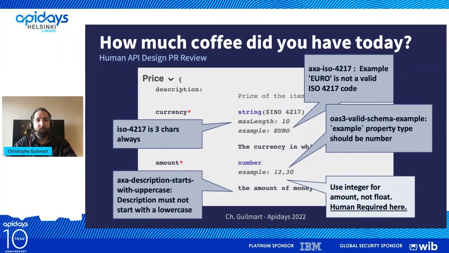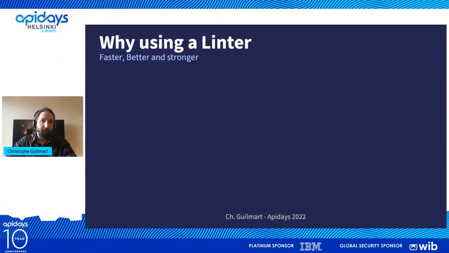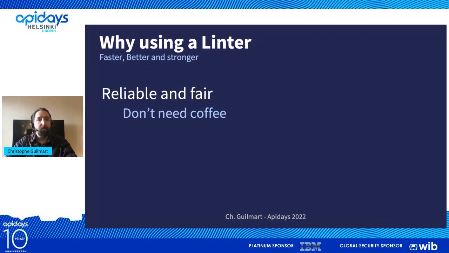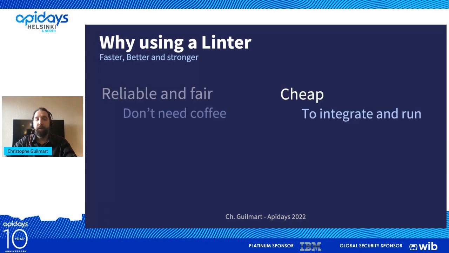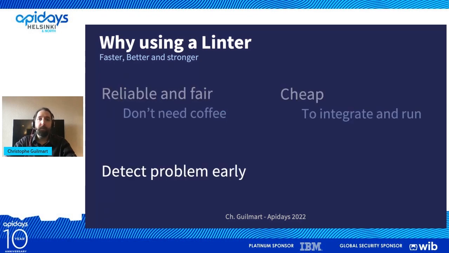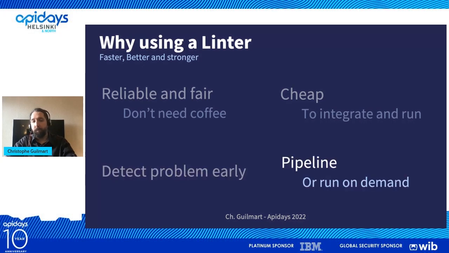Of course, this test was way too easy, because in a pull request, you will have to read the YAML file. So why use a linter? Basically, it will enforce your standard. It is reliable and fair. It is very cheap, both to run and integrate, and it detects problems early. And as you know, the earlier you catch a problem, the cheaper it is to fix it. And it's quite flexible. You can run it in a pipeline or you can run it on demand.